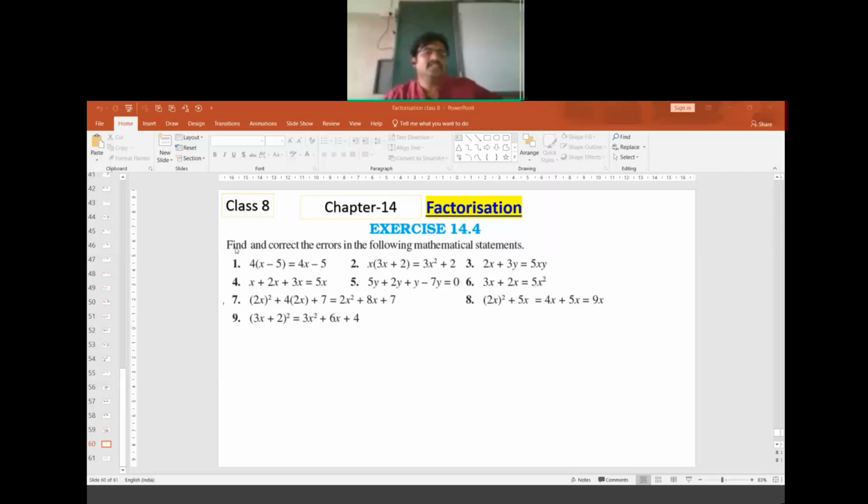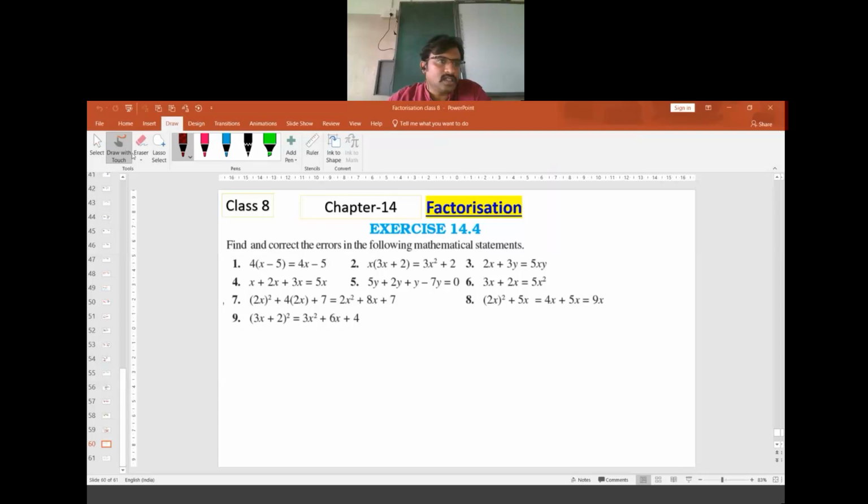We are in the last exercise of the chapter. Here the question is to find and correct the errors in the following mathematical statements. There are statements given here. We need to find the error. If there is a mistake, we need to find it. Is the first statement correct?